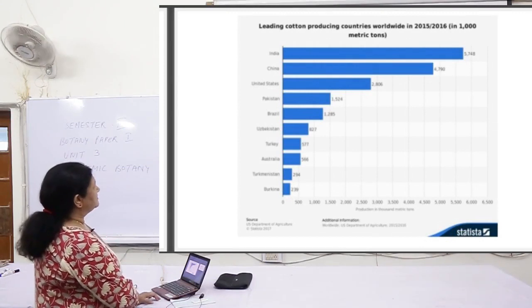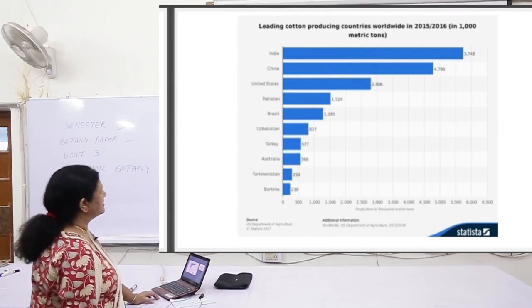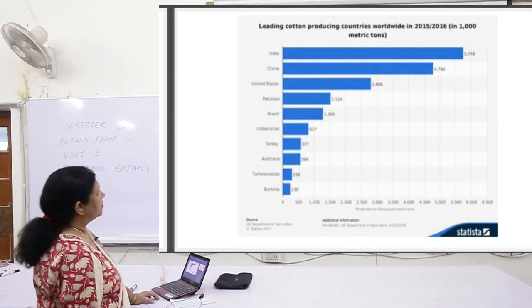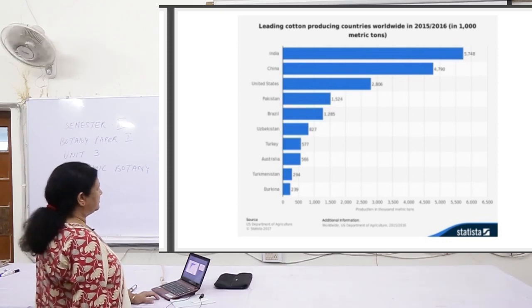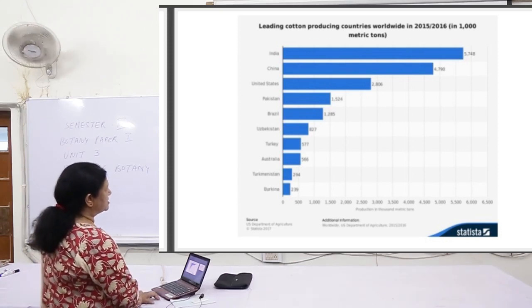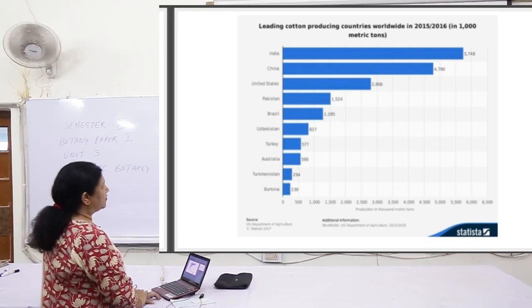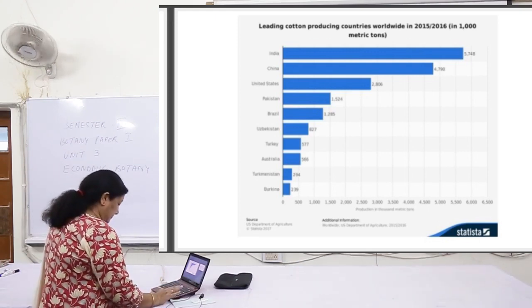Now this is a graph of leading cotton producing countries. India comes first in this graph, where we can see that it produces the maximum amount of worldwide cotton.